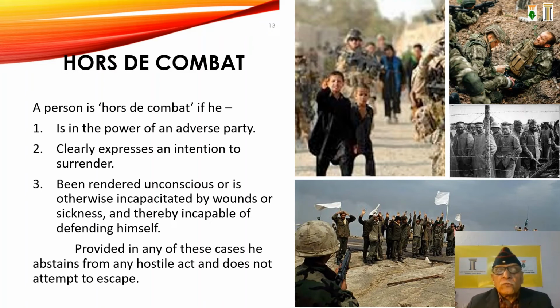Or those who have been rendered unconscious or are otherwise not in a capacity, by wounds or sickness, to defend themselves. They need to be protected. However, all these three categories of persons would lose their status of protection, or the label of hors de combat, if they engage in acts of war or they oppose the enemy, their previous enemy. So in those situations, their protection would come to a halt.